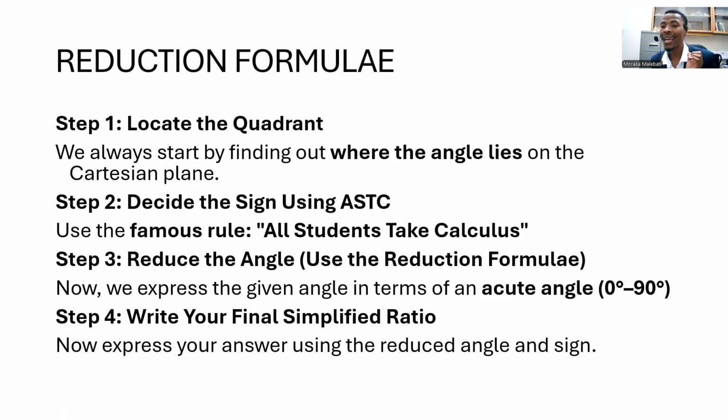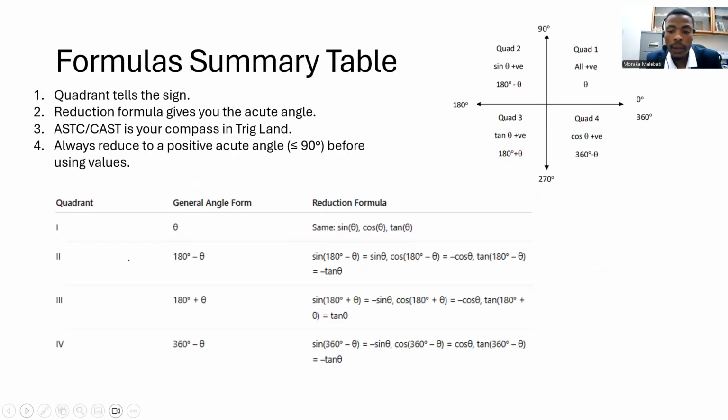But the acute angles, these are the angles which are less than 90, and which we know. For example, sine of 30, sine of 45, 60. So write your final simplified ratio. Now express your answer using the reduced angle and sign. I know you're familiar with this one.